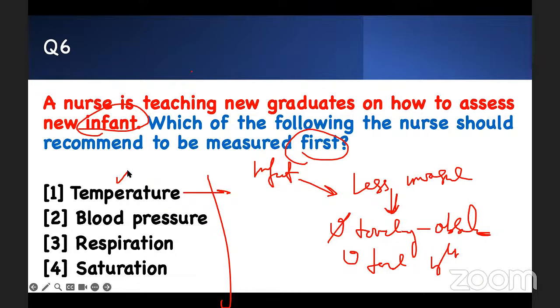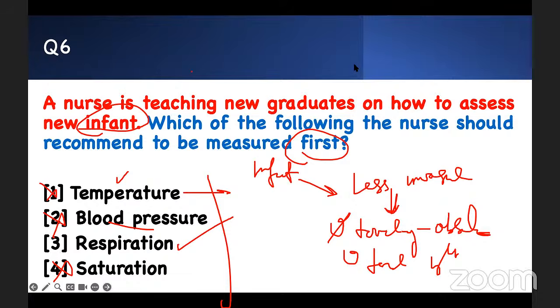If I have to check your temperature, I've got to put something in your mouth or your rectum or your armpit. I've got to put a blood pressure cuff on you and squeeze it. You don't like it. Respiration, you can just look at them, check how much they do belly breathing, abdominal breathing, and you can count and find out their respiratory rate. Saturation, you've got to put the probe on them. So respiration is your answer.